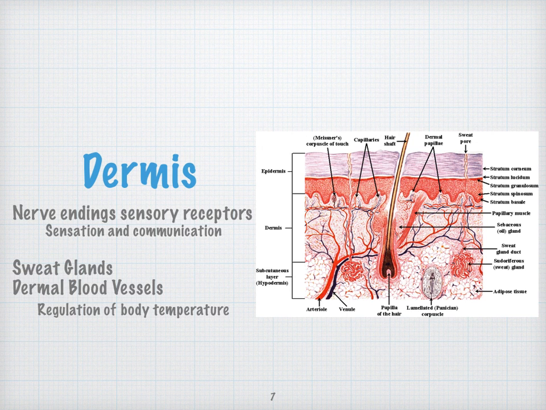Then the other big structures in the skin that have important functions are the sweat glands and the dermal blood vessels.